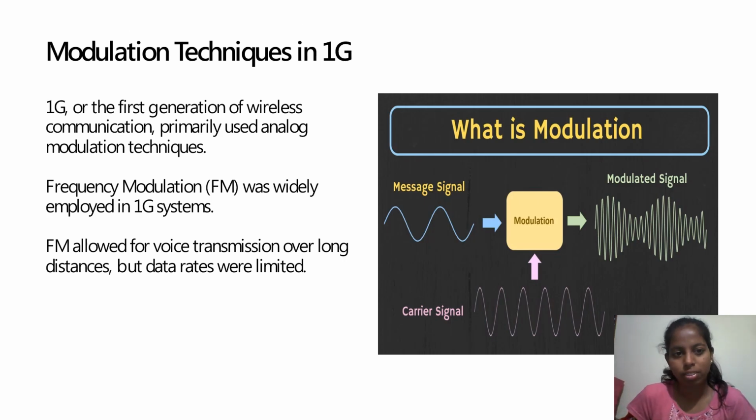So let's see firstly the modulation techniques used in 1G. 1G, or the first generation of wireless communication, primarily used analog modulation techniques. Frequency modulation was widely employed in 1G systems; in olden days FM was used. It is the best example for the first generation of wireless communication. FM allowed for voice transmission over long distances, but data rates were limited.